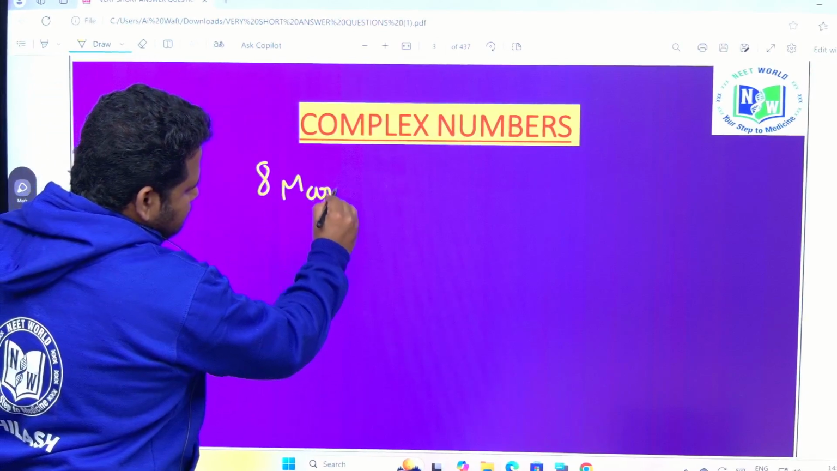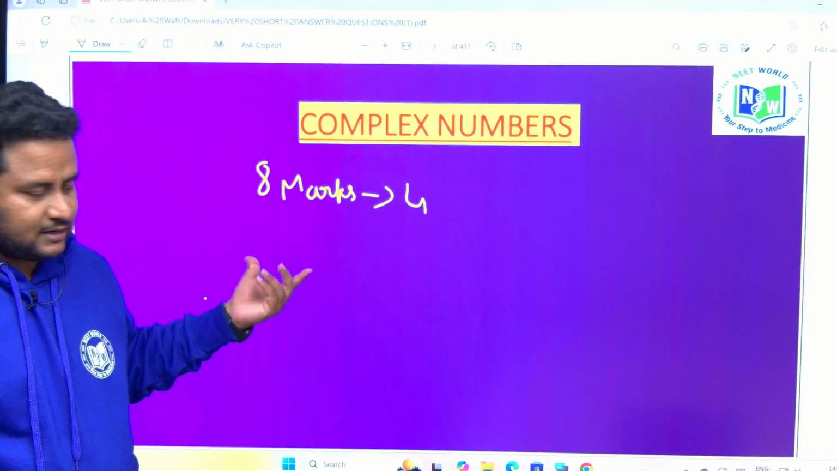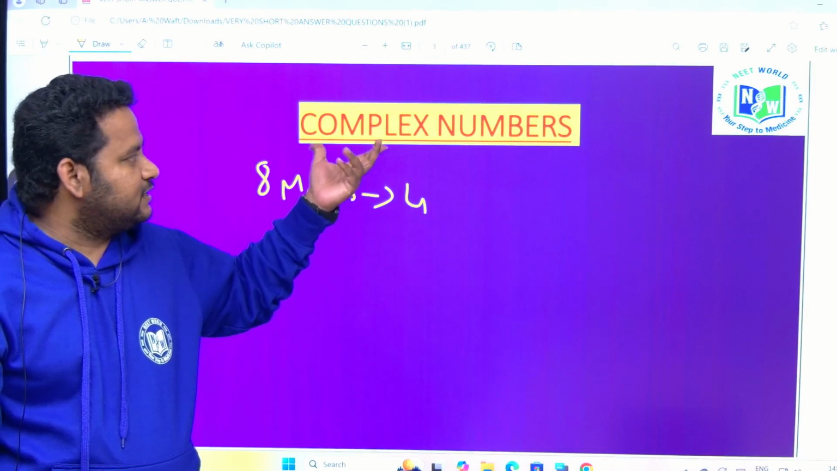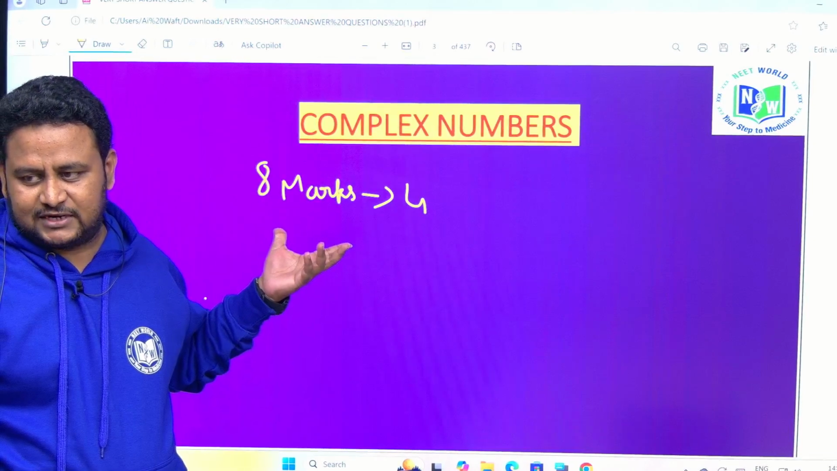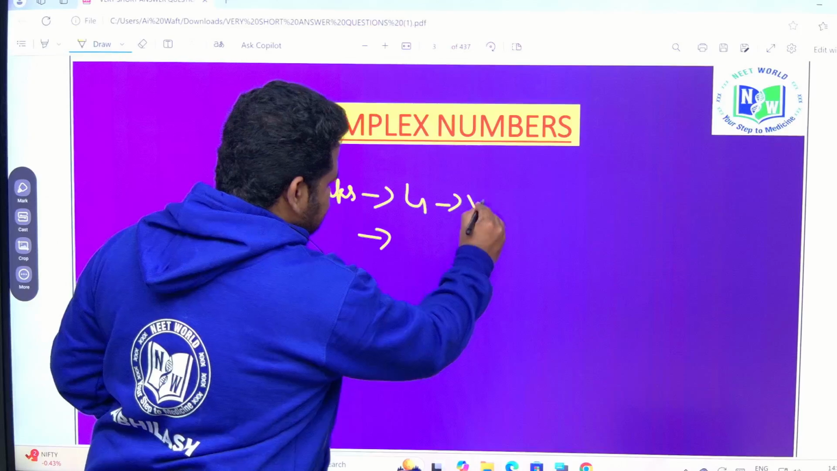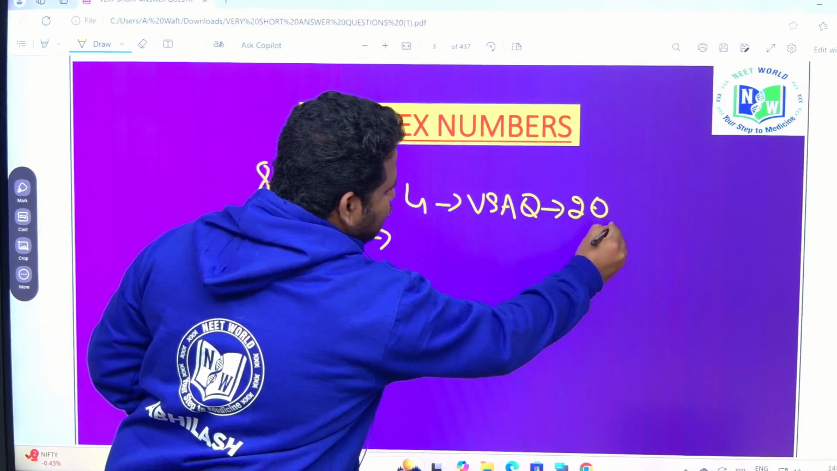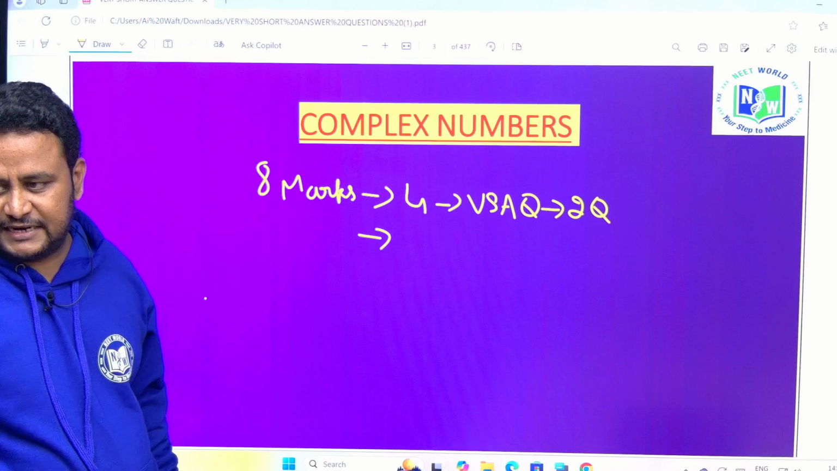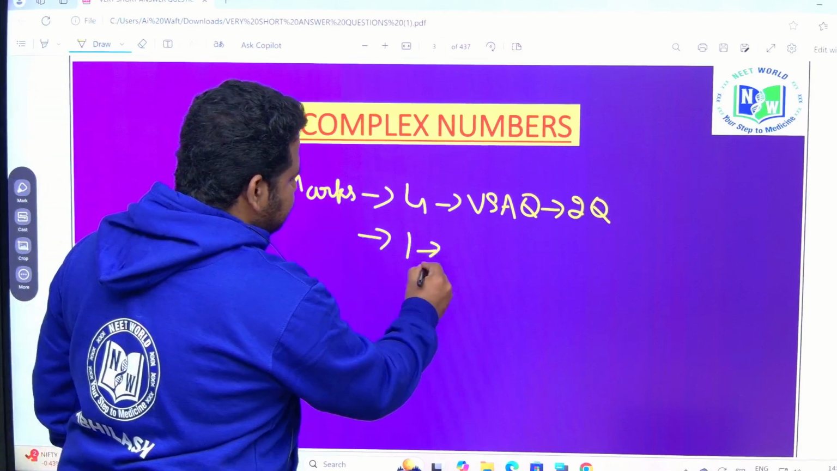Out of this 8 marks, 4 marks, exactly 50%, is coming from very short answer questions. So, this chapter is highly important when it comes to very short answer questions. You are getting 2 questions, each of 2 marks. And when it comes to the other section, you are getting 1 question, which is of 4 marks.